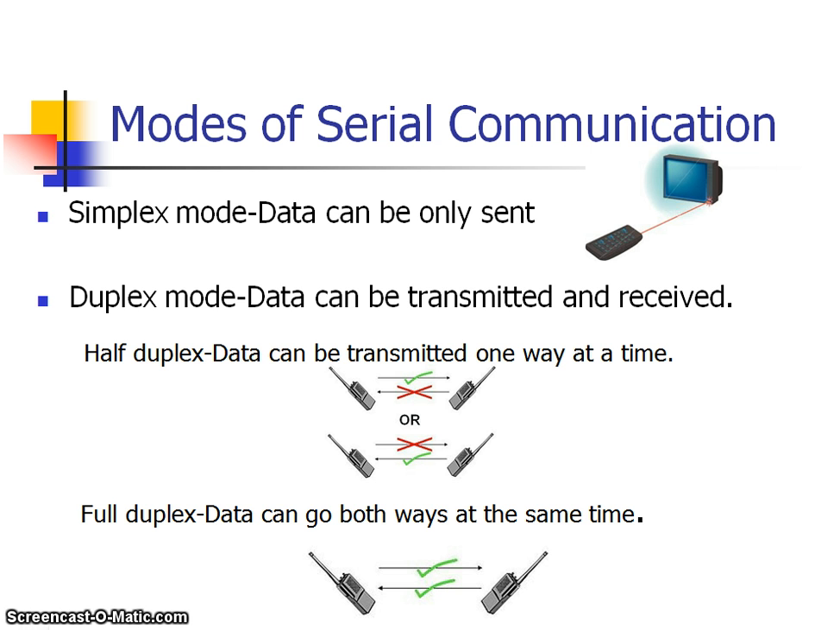There are different modes of serial communication. Simplex mode and duplex mode are the two types. In simplex mode, data can only be sent. The best example for this is a TV and a remote communication.